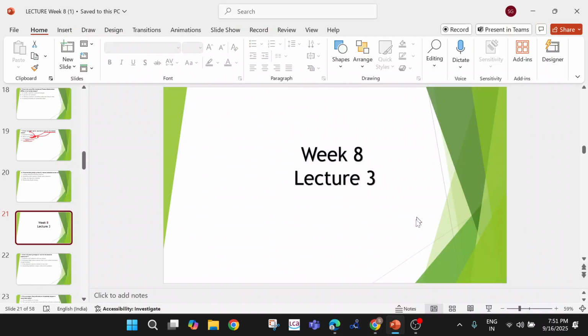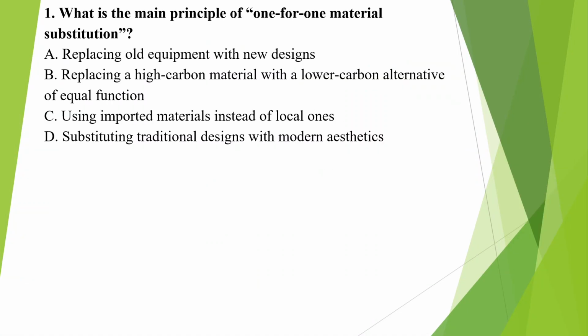Okay. So here is the next question for you all. Question number 1. Try to give an answer to question number 1. It is asking what the main principle of one-to-one material substitution is. These things were discussed in the third lecture, so try to recall and answer. Also, you can go through the four options again and again and easily arrive at the correct option.